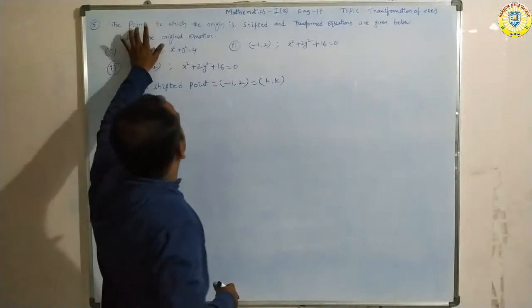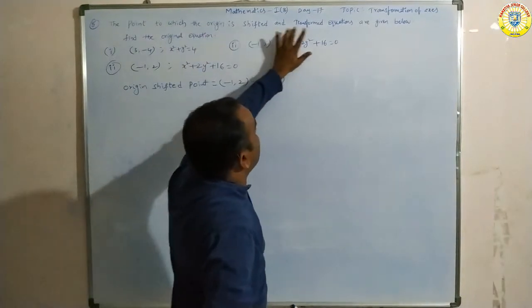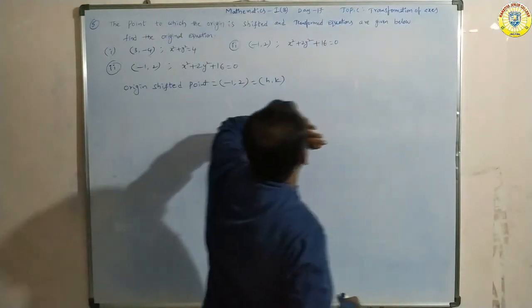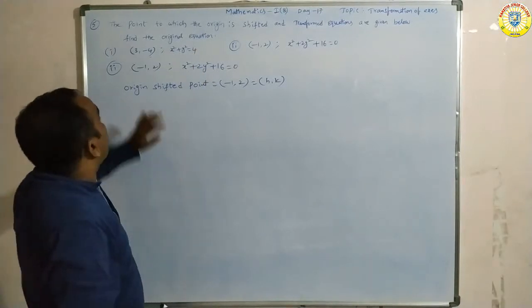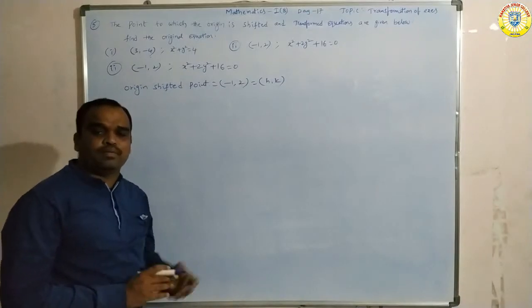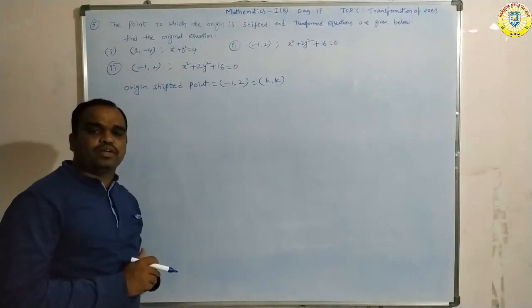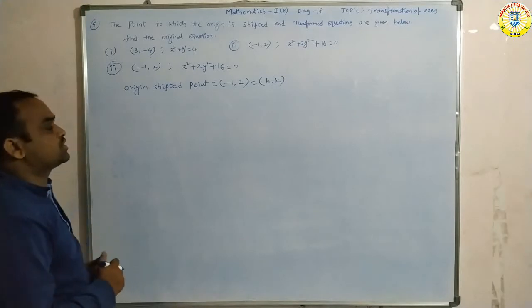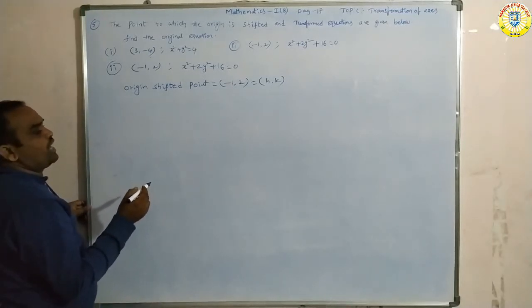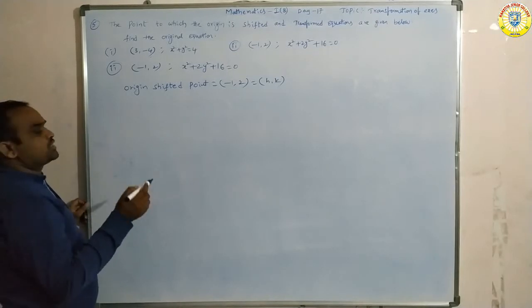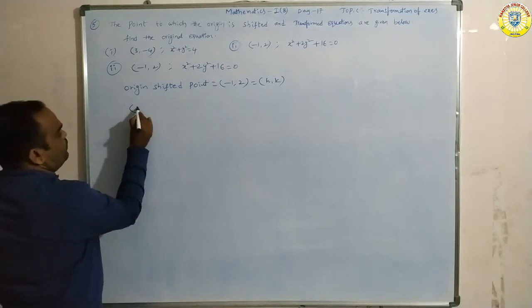So the point to which the origin is shifted and transformed equations are given below. That's why clearly these are the transformed equations. Find the original equation. We are finding the original equation. Okay, now given equations are transformed equations. We are finding original equations. What are the transformed variables, sir? Capital X comma capital Y are the transformed variables. Small x comma small y are the original variables.